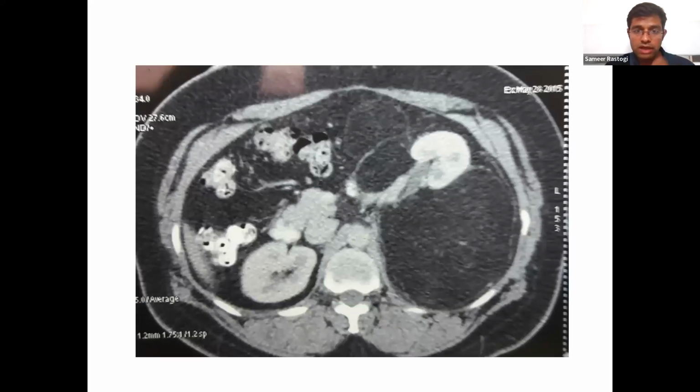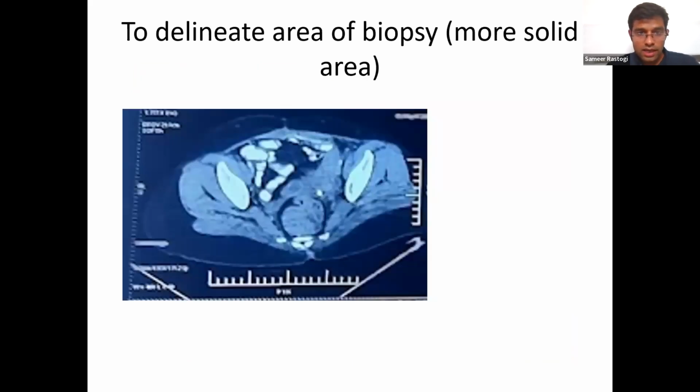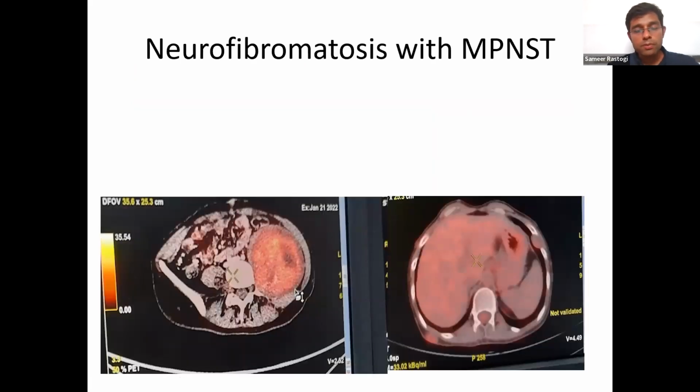This is how a well-differentiated liposarcoma looks. As you can see, these areas have the same intensity as fat, and this is fat attenuation. You can see the septa. So this is a case which can be operated upfront without biopsy, because it looks like well-differentiated liposarcoma with hardly any area of dedifferentiation. Again, this is the patient I mentioned earlier. This is probably a dedifferentiated area, and this is a well-differentiated area. They might coexist. Now, in neurofibromatosis with MPNST, how does PET-CT help?